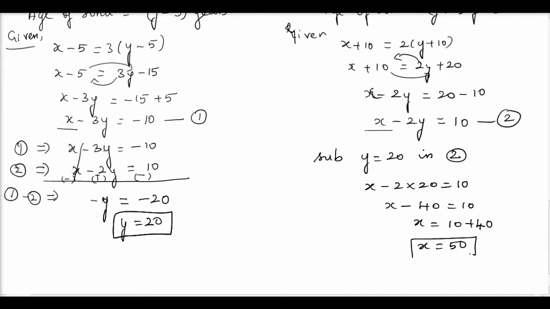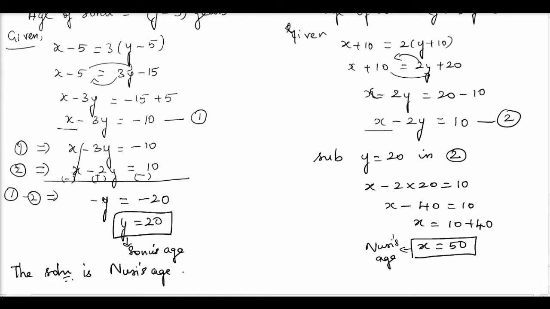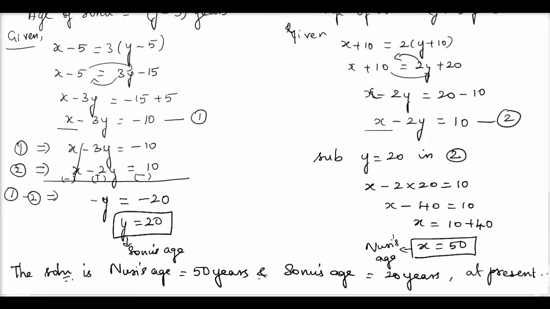So according to us, x is the age of Nuri and y is the age of Sonu. Therefore, we have arrived at the solution. The solution is that Nuri's age equal 50 years and Sonu's age equal 20 years. Of course, at present, their ages are 50 and 20, right? So that's all about the second problem.